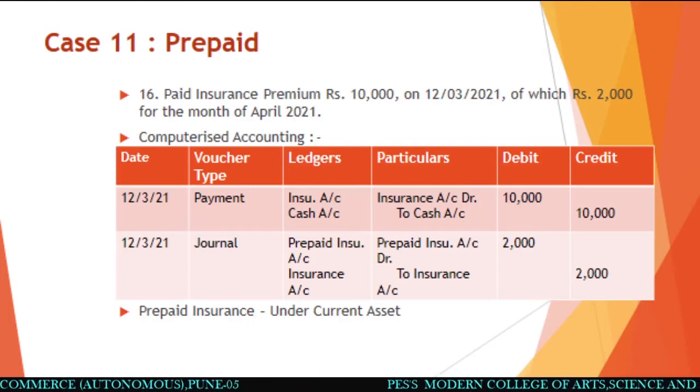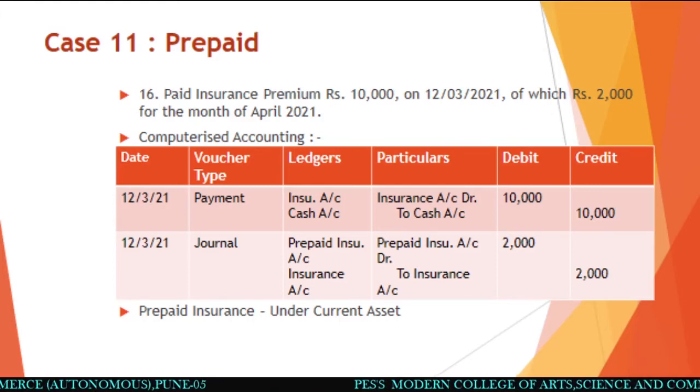That transaction you can see on the screen. The first one is the insurance account debited to cash account, meaning whatever amount you have paid, a total of 10,000, entry we have to do. Insurance account debited to cash account rupees 10,000, and then the prepaid insurance entry is there. So prepaid insurance account debited to insurance account, meaning out of that 10,000, 2,000 is related to the prepaid insurance. So likewise, you have to do the entry.